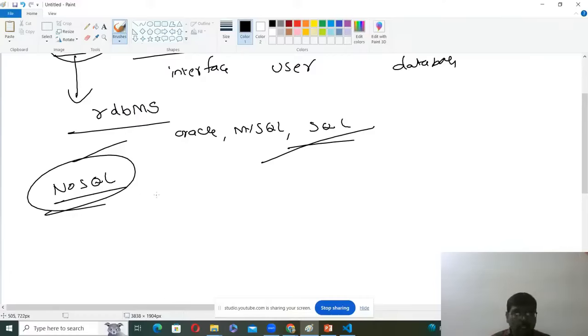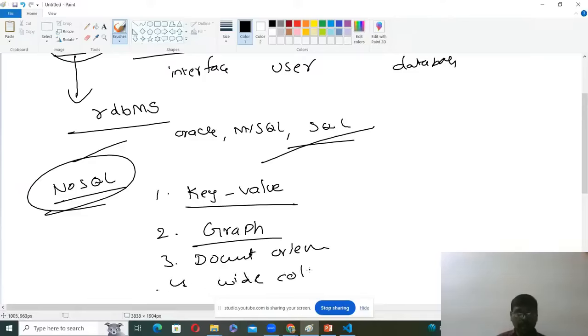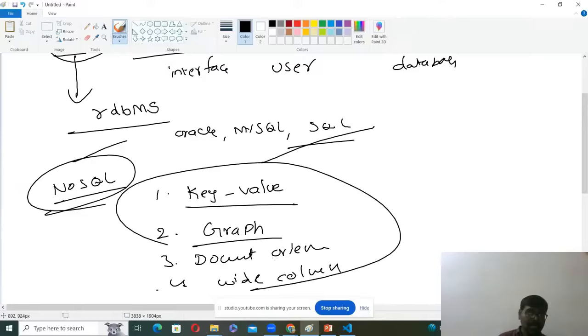If you are using NoSQL, different ways are there for storing the data. Key value is one way of storing the data. Graph database, where we store the information in the form of graphs. We also store the information in a document-oriented form, and in a wide-column form. Multiple things are there. Okay.